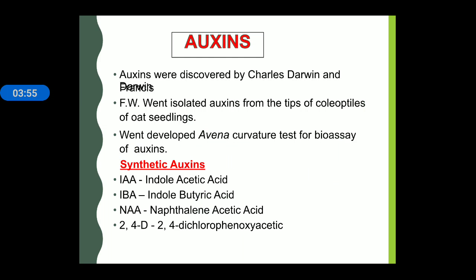First is auxin. Auxin was discovered by Darwin and his son Francis Darwin, and auxin was first isolated by F.W. Went in the oat seedling. Further, Went also performed a curvature test for studying the activity of auxin. In the lower part we can see some examples of synthetic auxin, that is IAA, IBA, NAA, 2,4-D. 2,4-D is 2,4-dichlorophenoxyacetic acid.